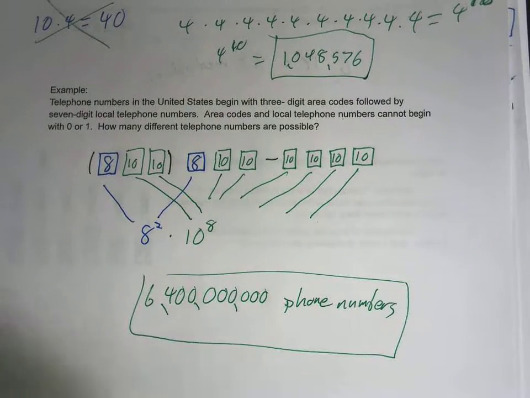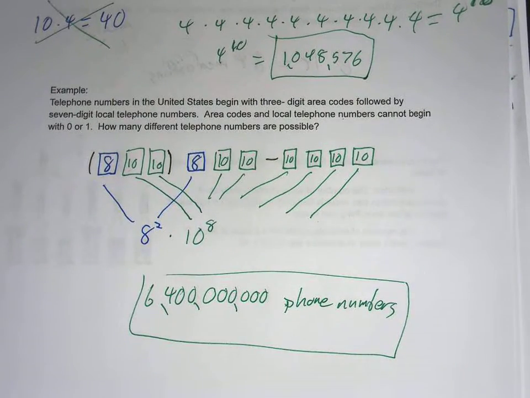So is that like 6.4 times 10 to the whatever? Could we write it like that or no? You could do that, yeah. If you wanted to shorten this and use scientific notation, that'd be fine. So just in the U.S., there are a possibility of 6.4 billion phone numbers.